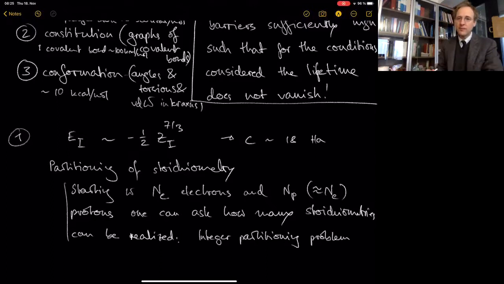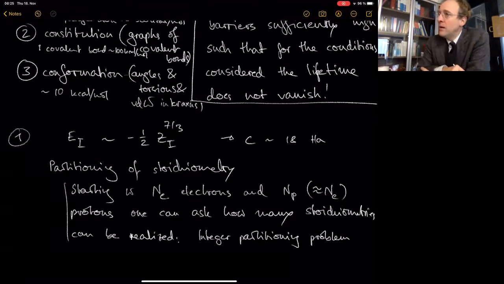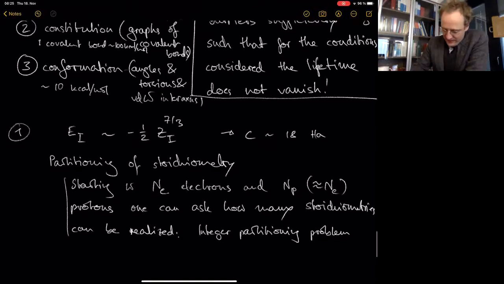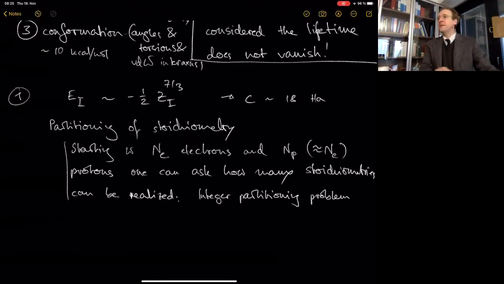I don't know if it was the first, but maybe the last time this was discussed in the literature was by your very own professor. So you can look into the paper where I discussed this.